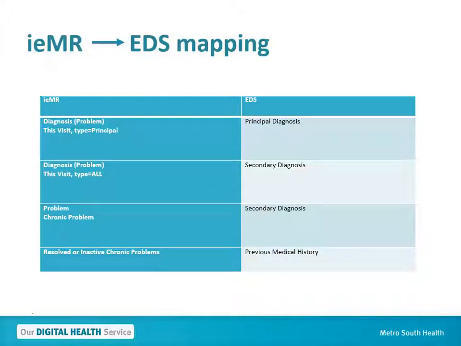This table here will show the IMR to EDS mapping, and it will also allow us to discuss terminology. If you enter a diagnosis into the IMR and change the diagnosis type to principal, it will interface into EDS into the principal diagnosis field.